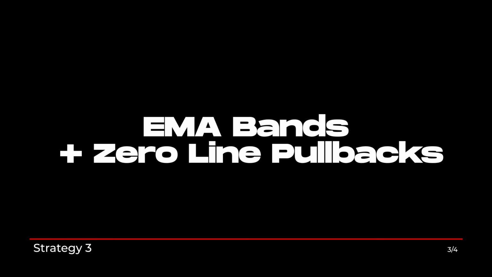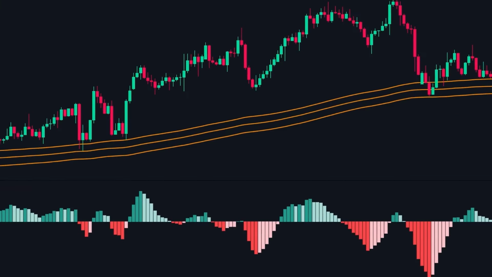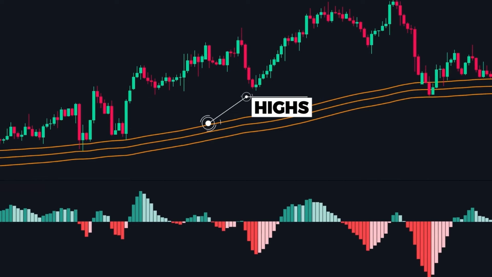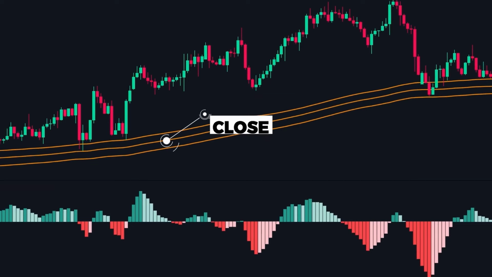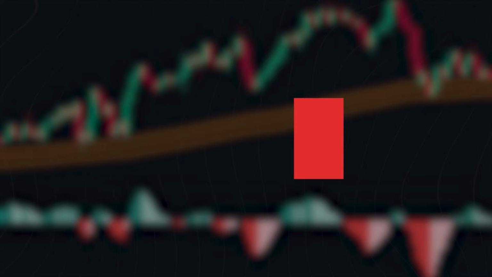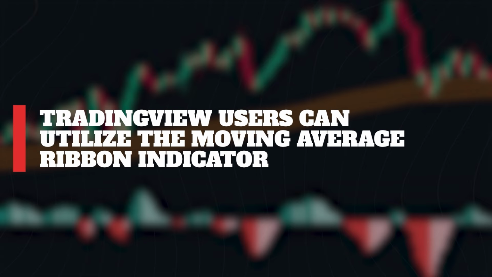Strategy 3. EMA bands plus zero line pullbacks. This method requires 4 indicators, the MACD and 3 exponential moving averages. All 3 are 200 EMAs but use different calculations. The upper EMA is based on the candle's highs, the middle EMA on the close, and the lower EMA on the lows. TradingView users can utilize the moving average ribbon indicator.